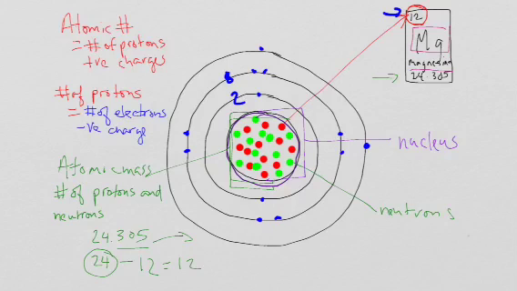You will always have the same number of protons as you do electrons. You may have the same number of neutrons, or you may have more neutrons. You will never have less.